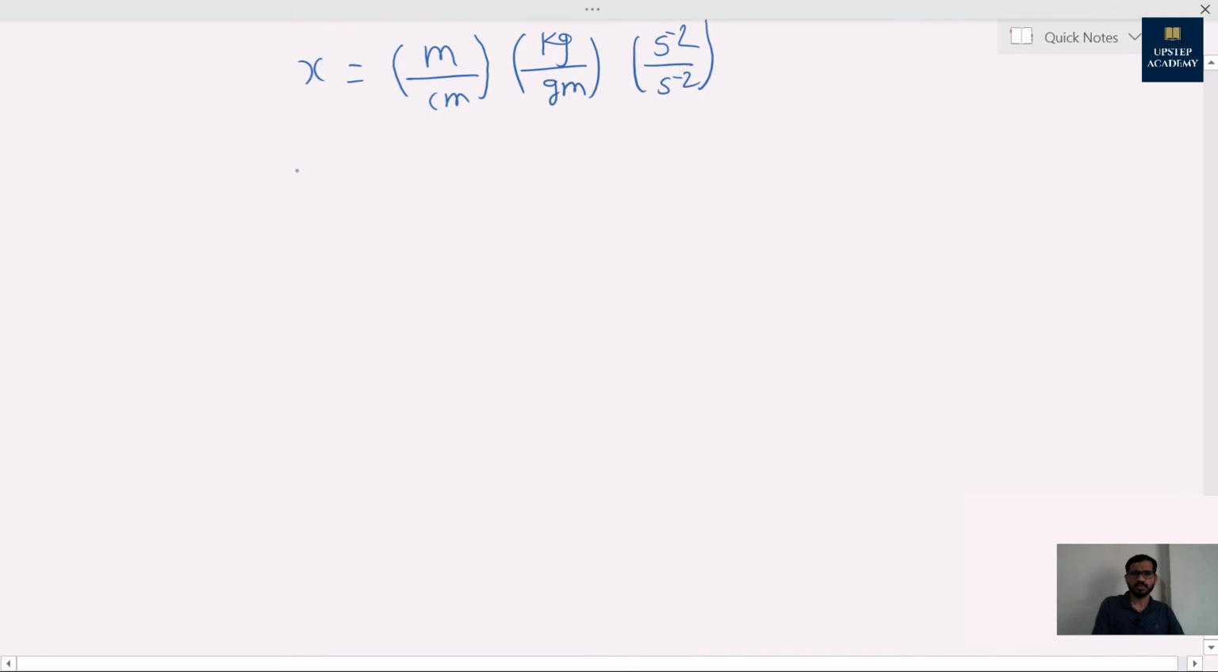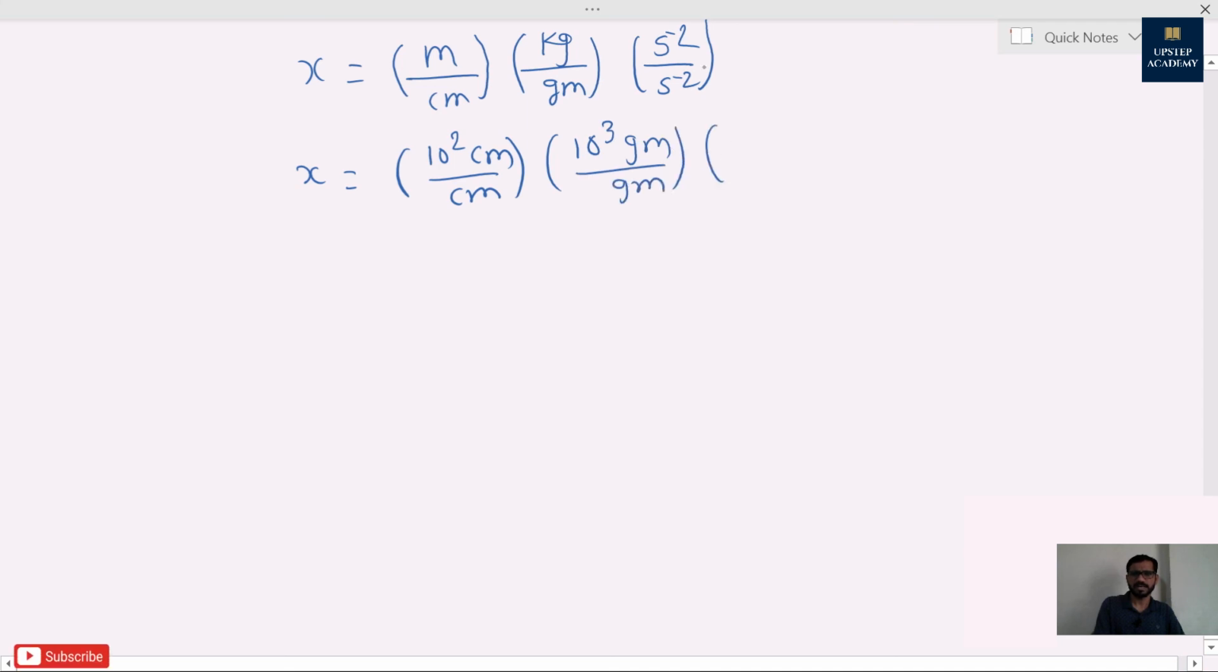Okay, so what will be x? X will be... What is meter? Meter is nothing but 10 raised to 2 centimeter divided by centimeter as it is. What is kg? Kg is 10 raised to 3 gram divided by gram as it is, and here this will get cancelled, so 1. So x is equal to what? 10 raised to 2 into 10 raised to 3, because this centimeter will get cancelled, gram will get cancelled. So x is equal to 10 raised to 5.